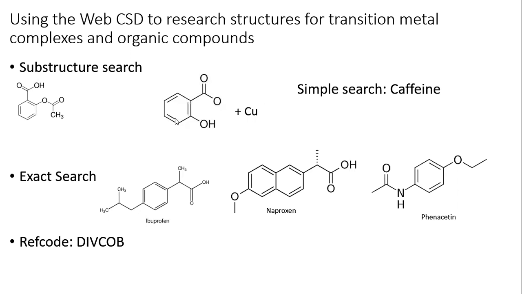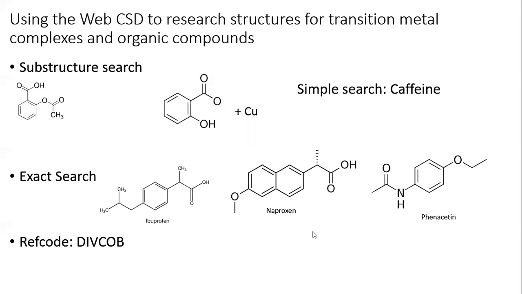We're going to search that, show you how to do that, what a simple search is, and then we're going to look at exact searches. What's the difference between a substructure and an exact search? We're going to do an exact search on different types of drug compounds such as ibuprofen, naproxen, and phenacetin. And then we're going to look up a ref code search. So we're going to show you how to do all these different types of searches using the webCSD.